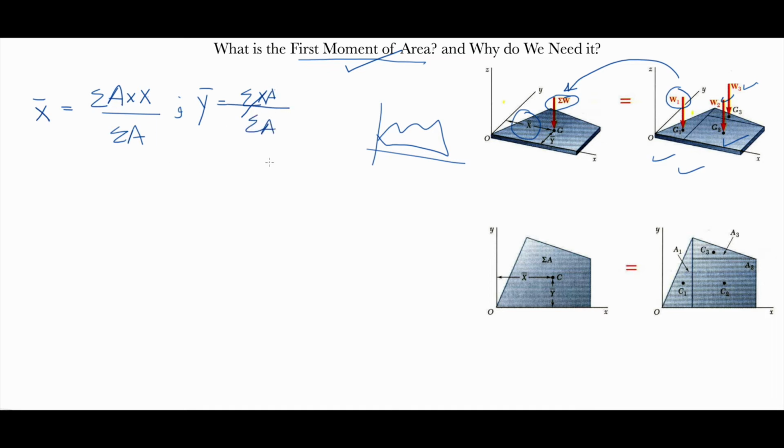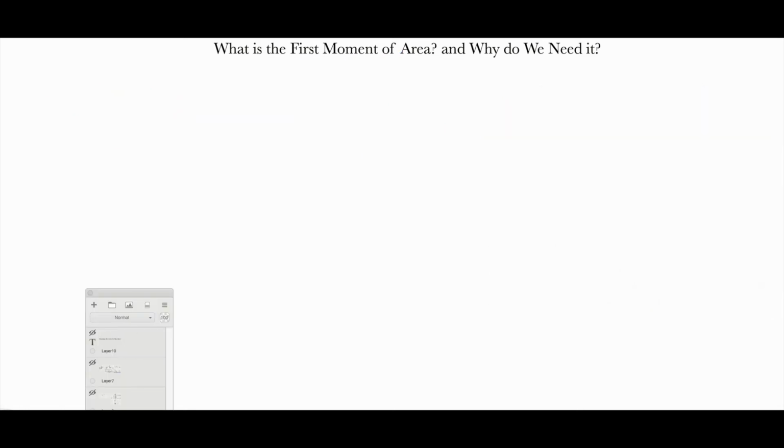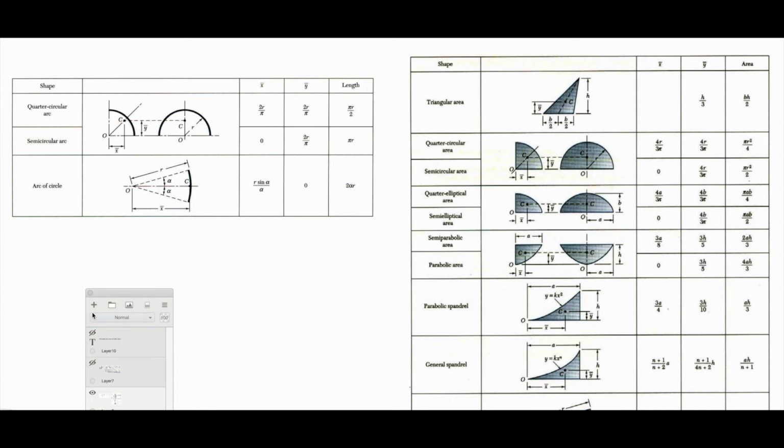This is a quick overview in order to understand what we mean by moment of area, the first moment of area. And this is another example, or actually it's the same example if we look at it in 2D here. So this point C is the centroid of the whole object. Okay, let's see the next slides.